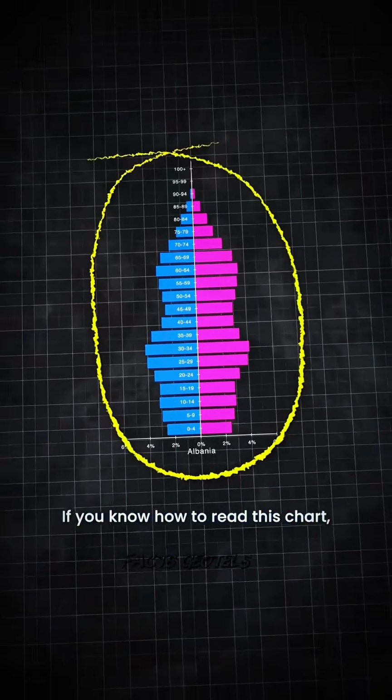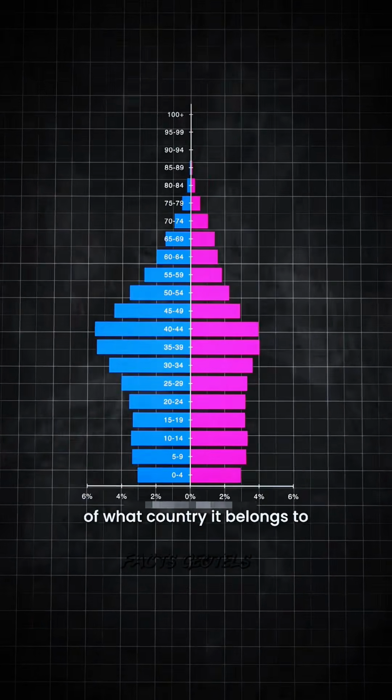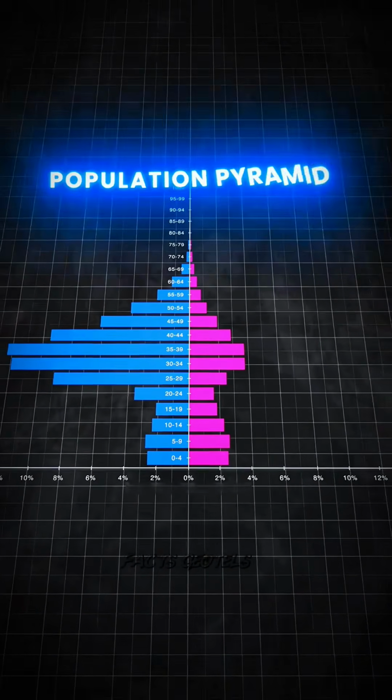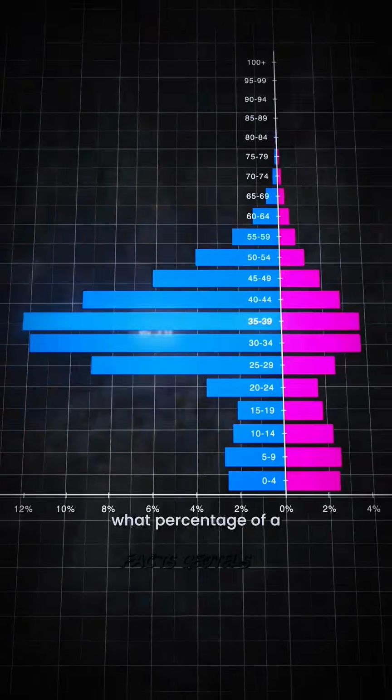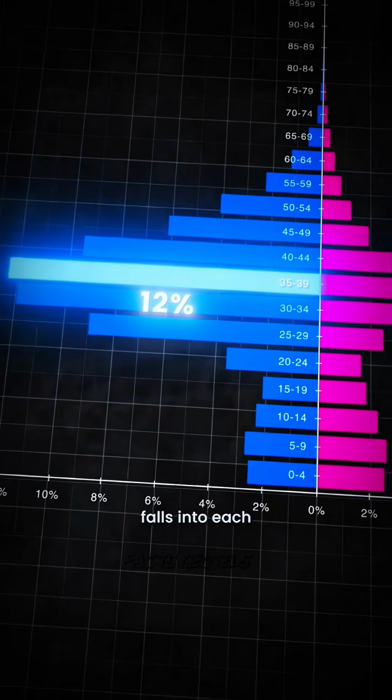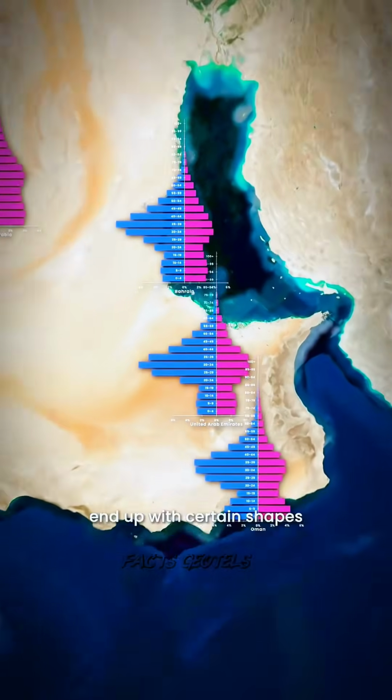If you know how to read this chart, you can get a pretty good idea of what country it belongs to. You see, this is a population pyramid, a chart that shows what percentage of a country's population falls into each age group and gender. And knowing why certain countries end up with certain shapes is where it gets interesting.